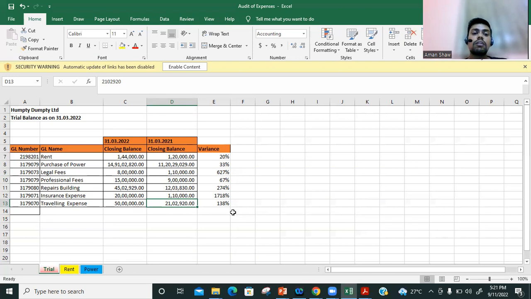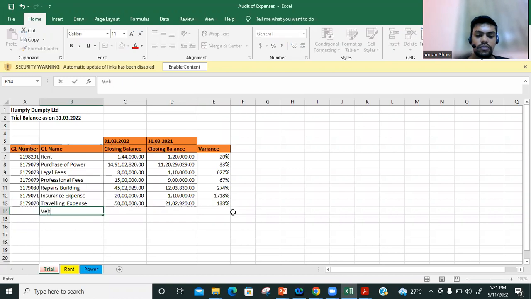If there is any TADA, dearness allowance, which is given for travel outside, it should be as per the limit set by the company. So these are the things which you should keep in mind while you are vouching such expenses. And similarly, suppose there are vehicle charges as well. So with vehicle charges, two things can happen.